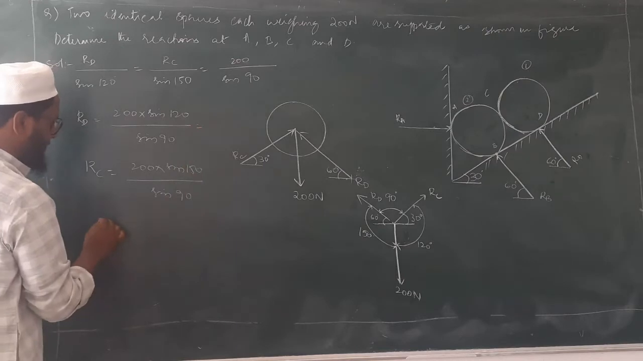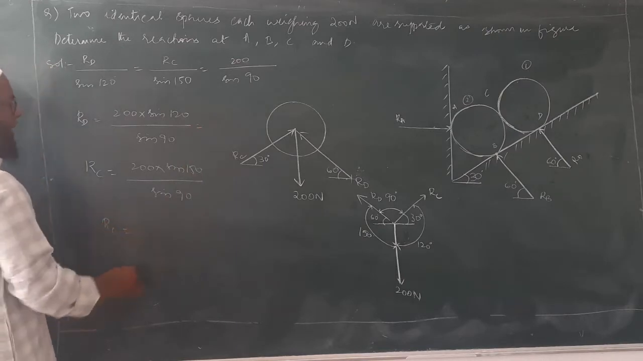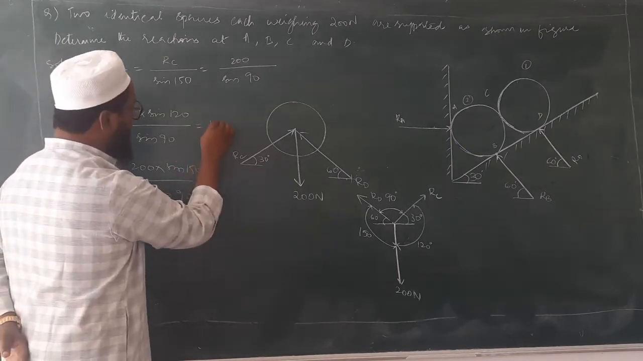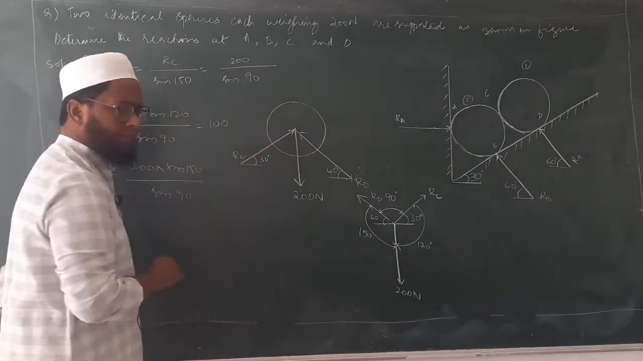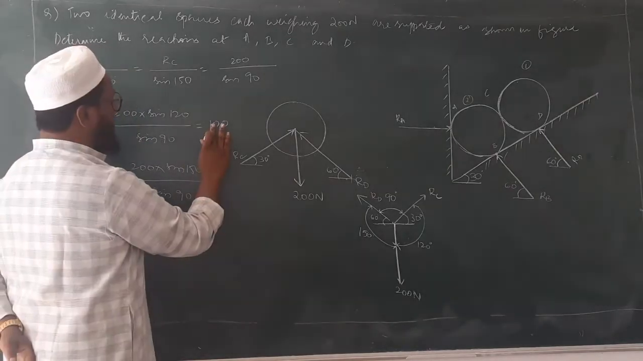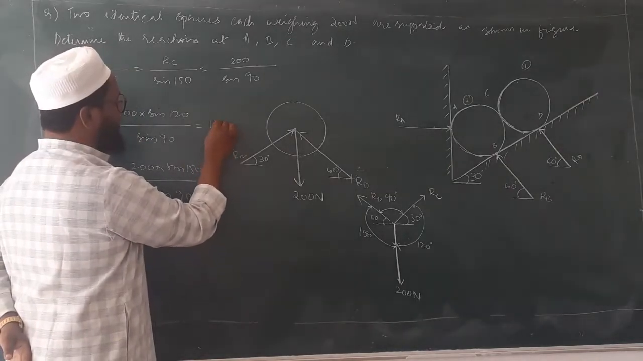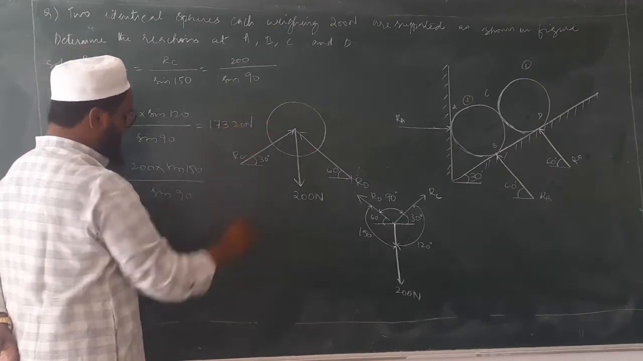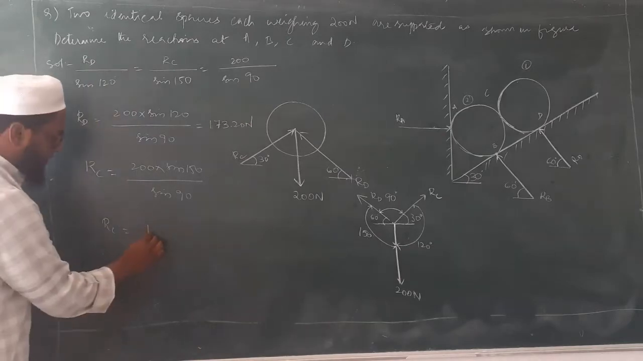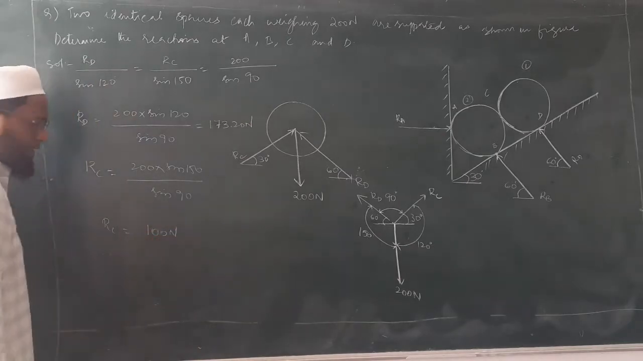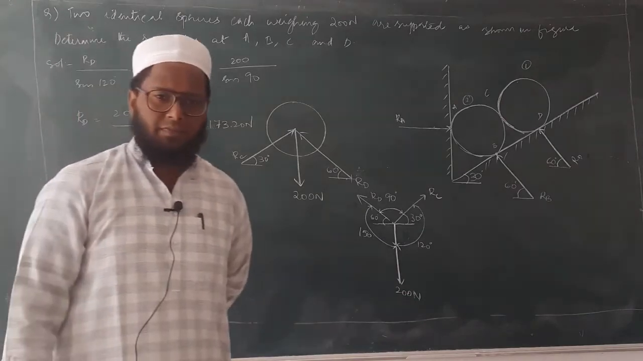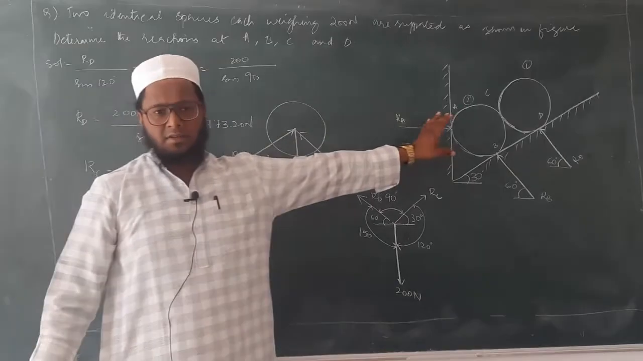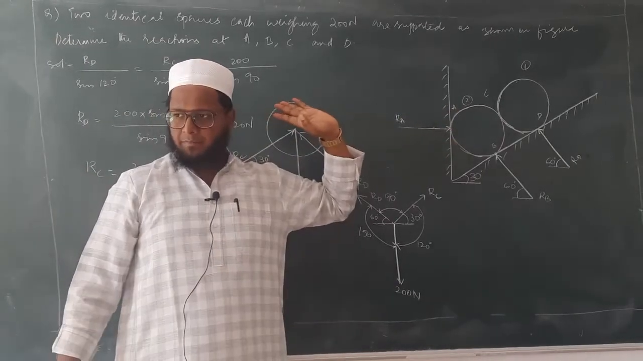Tell me the value. RC is equal to and RD is equal to how much? RD is 100. Okay. How much? Then what about RC? 100 Newtons. Yes, understood this one? It's very simple, right? The only thing you have to do here is extract the forces from the given figure.